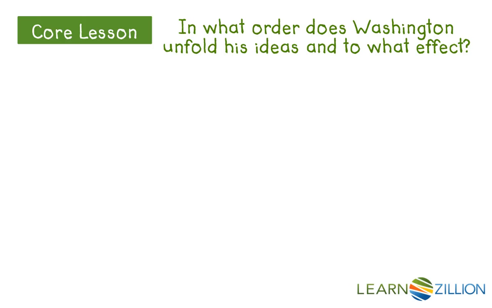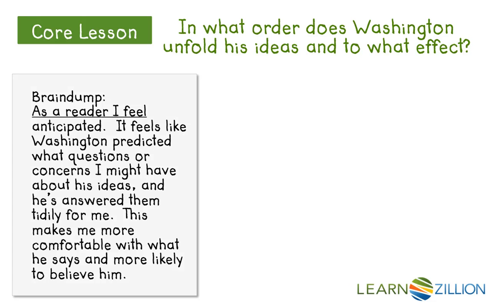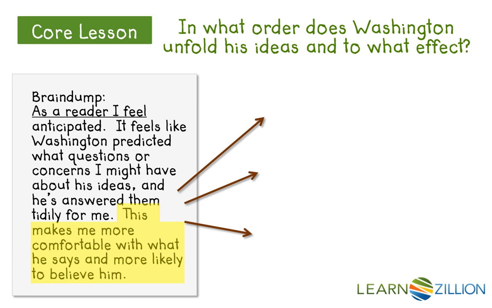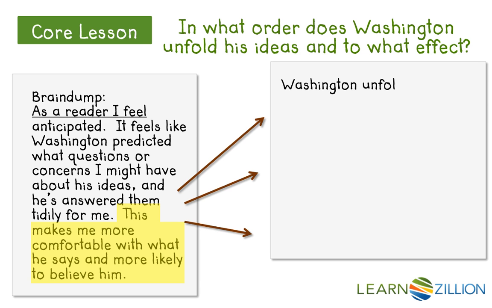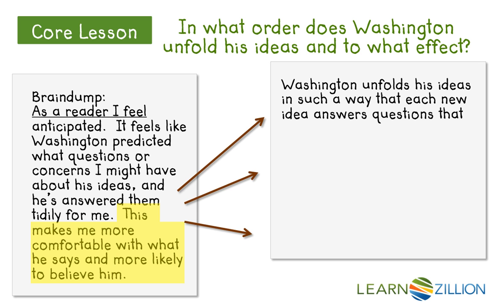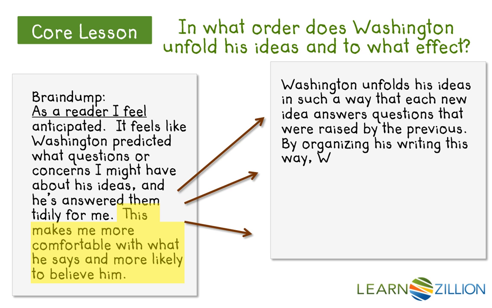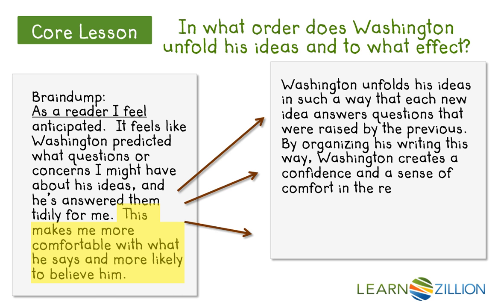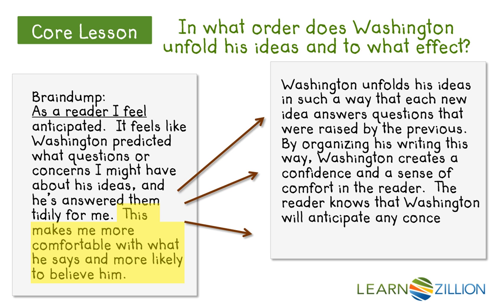What order does Washington unfold his ideas, and to what effect? So there's my brain dump again with my pearl highlighted in yellow. And now let's see if I can use that to answer this question. Washington unfolds his ideas in such a way that each new idea answers questions that were raised by the previous. By organizing his writing this way, Washington creates a confidence and a sense of comfort in the reader. The reader knows that Washington will anticipate any concerns and answer them soundly.